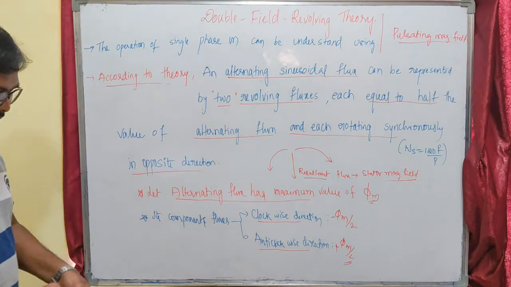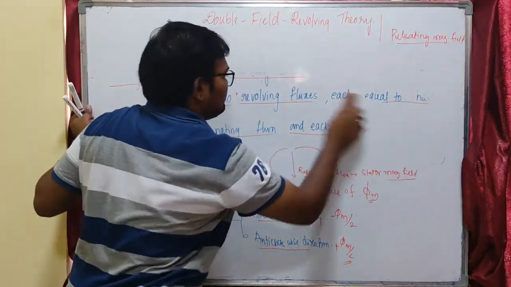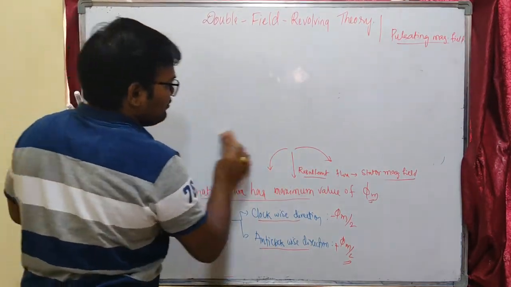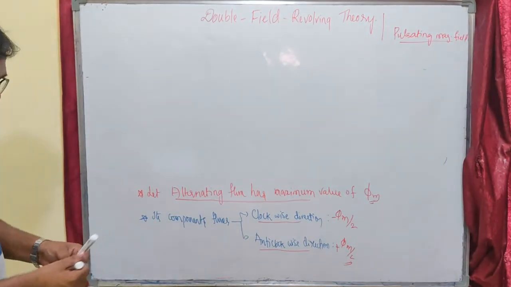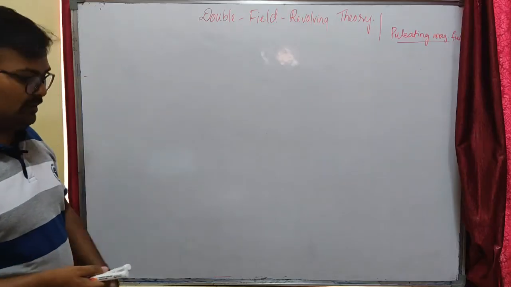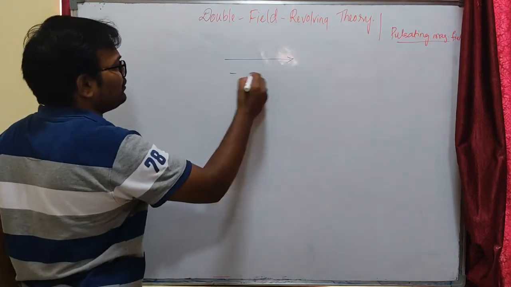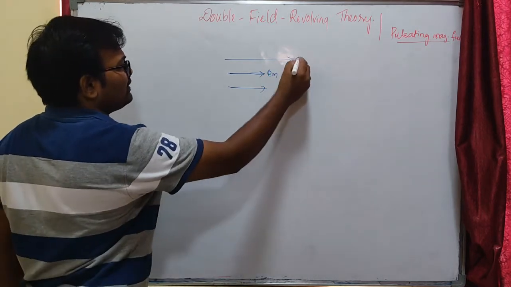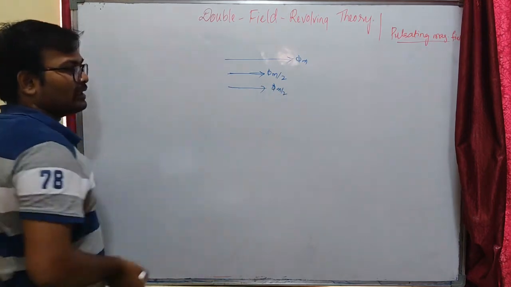Now let us try to understand the behavior of those two components, and they rotate at synchronous speed. You must understand that. So at first, till now we have seen that our one single alternating sinusoidal flux is divided into two components, which have a magnitude of half of the sinusoidal flux. If it is phi m, that will be phi m by 2. And these two are rotating in opposite directions.